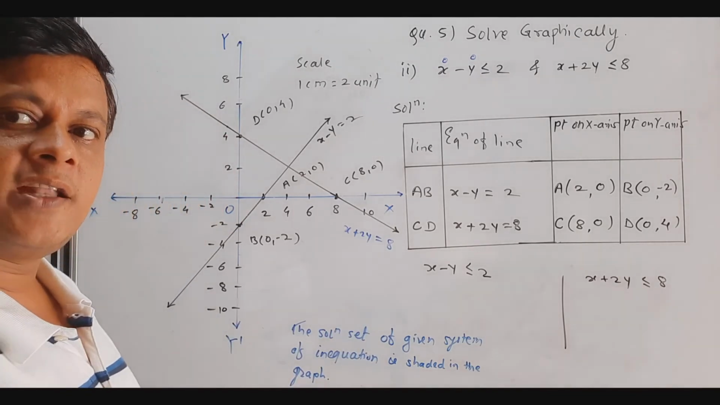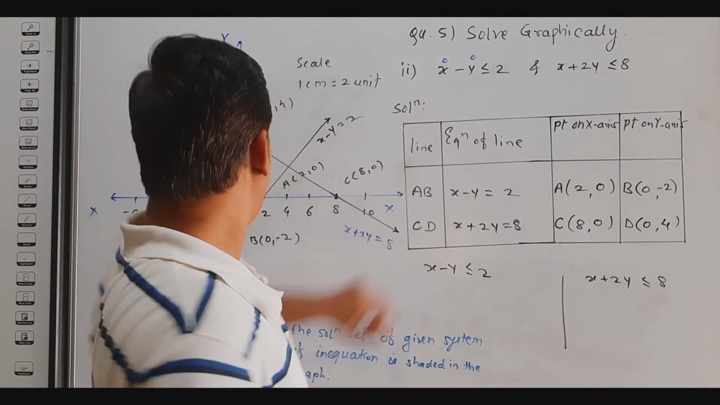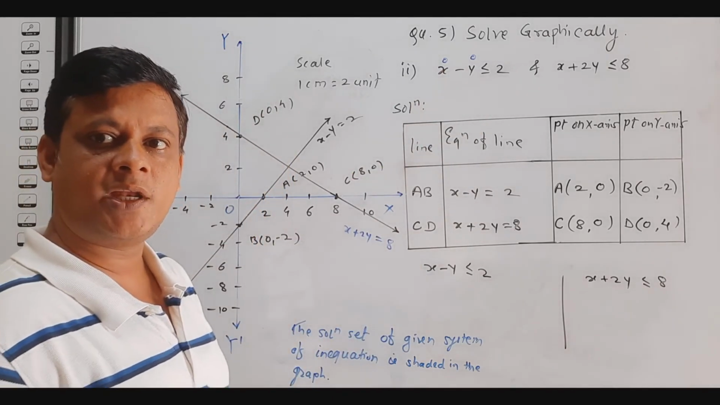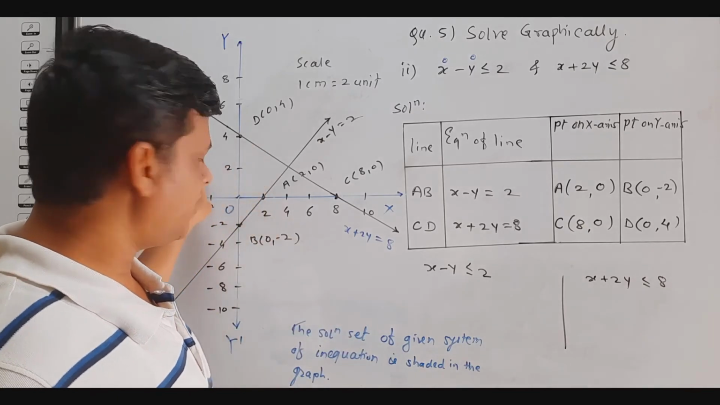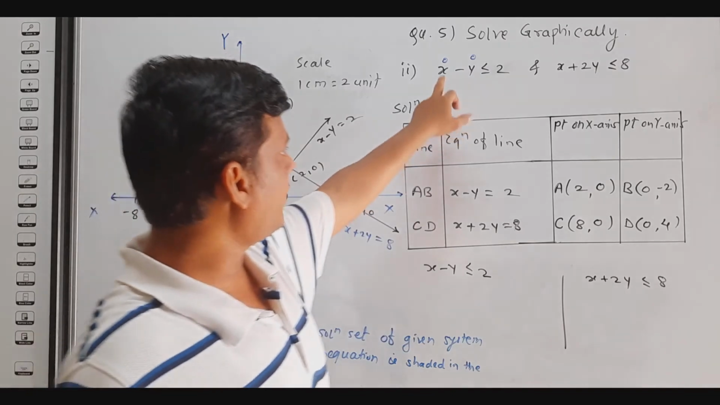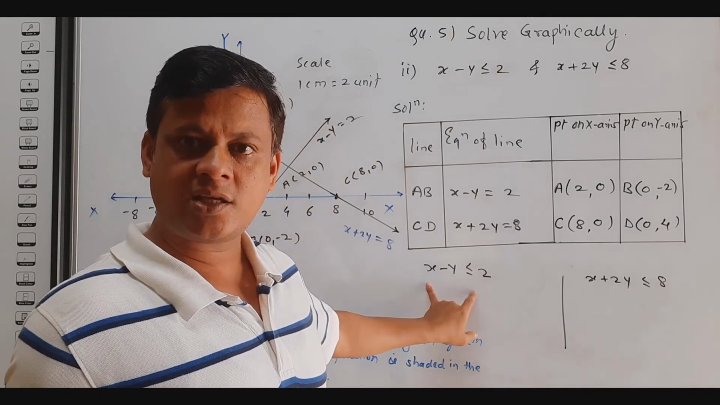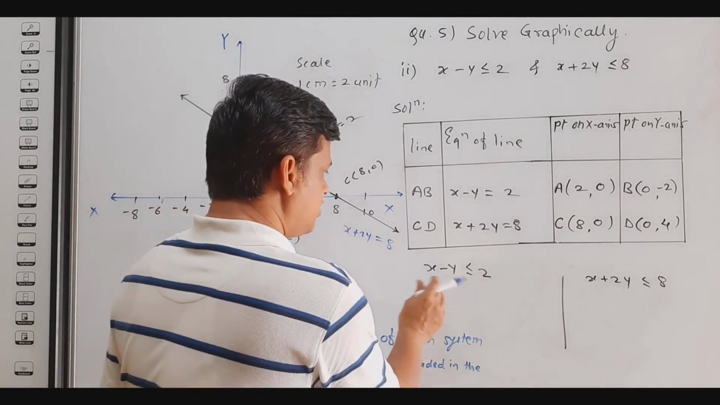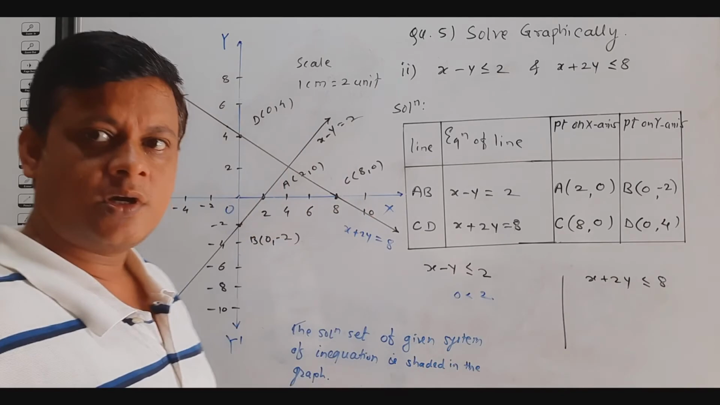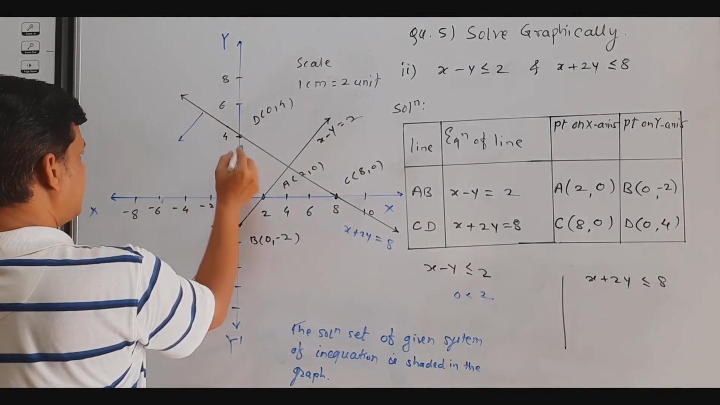Now we have to find the solution for this. So we check for the origin. If the origin satisfies the given inequation, then we mark towards the origin. Otherwise, opposite to the origin. So when we substitute x equals 0, y equals 0 in this inequation, we get 0 minus 0, 0. So 0 is less than 2, the condition is satisfied. So mark towards this origin.